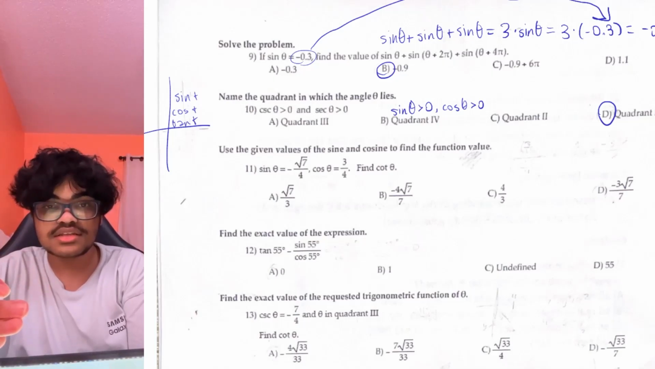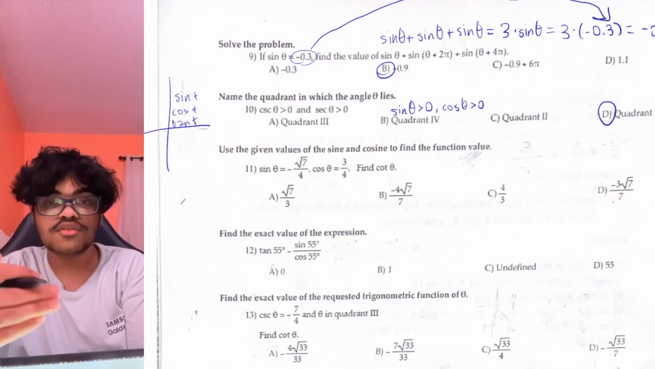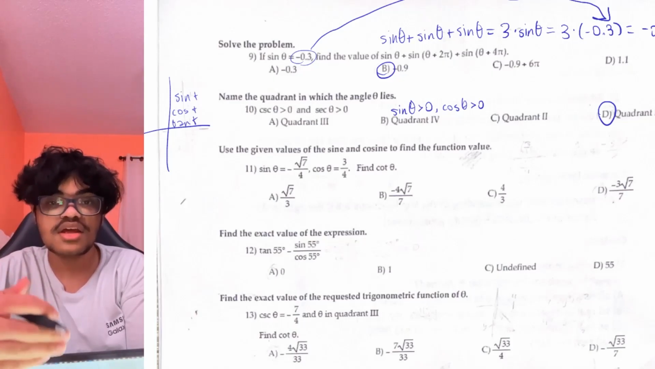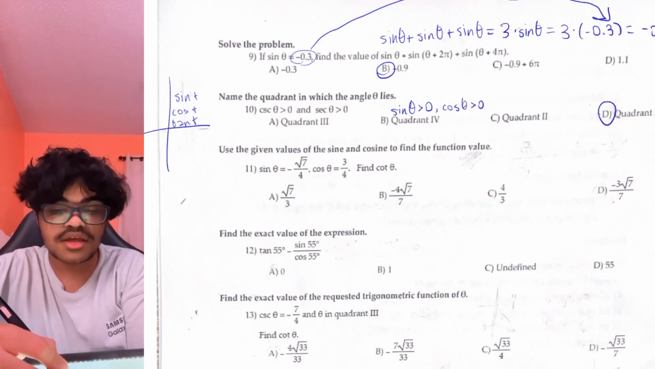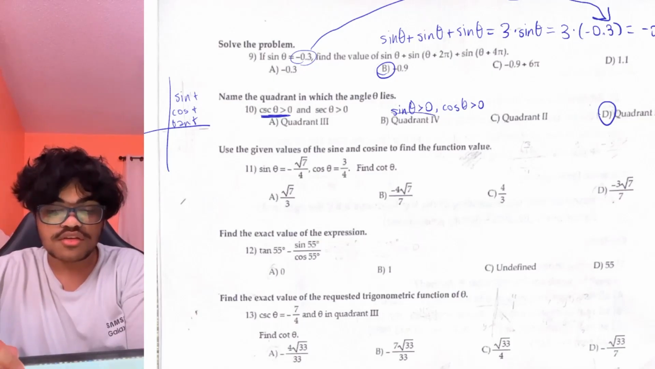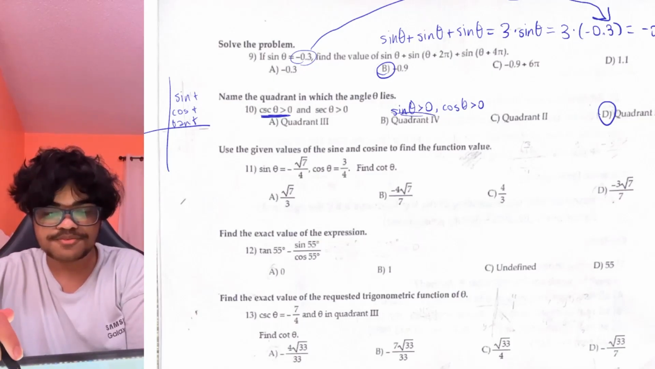And if secant is negative, cosine would be negative. But if secant is positive, then cosine is positive. I hope that makes sense. Basically, if you have this greater than 0 and you flip it, this will also be greater than 0. That's basically what I'm trying to say.